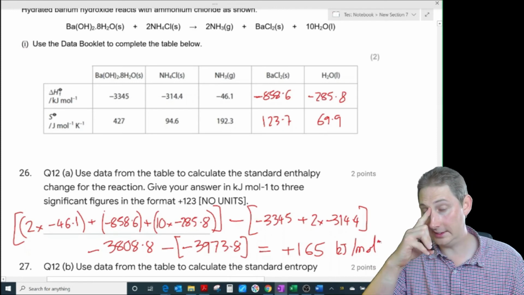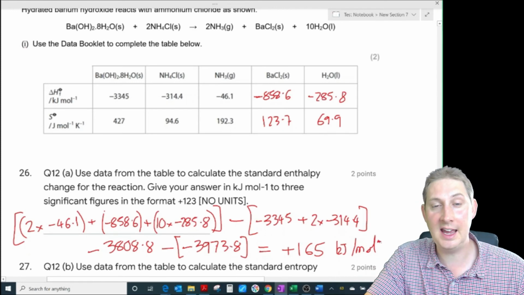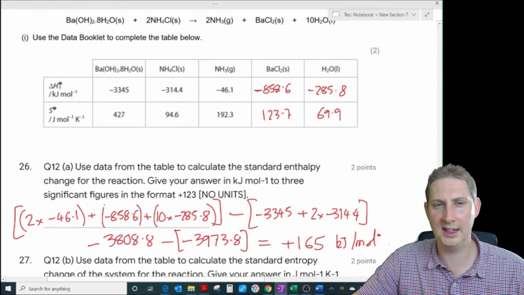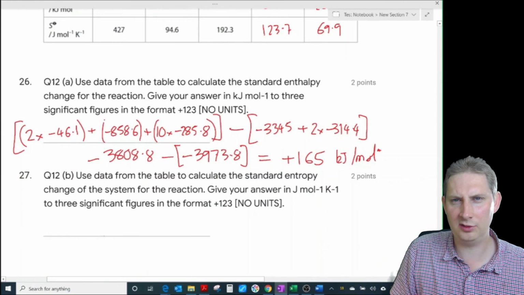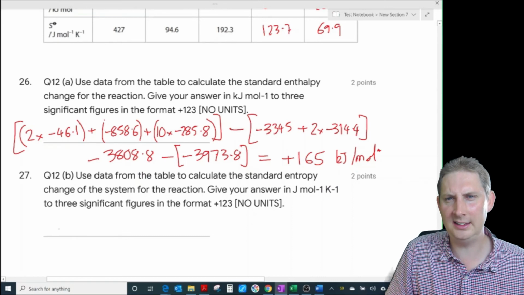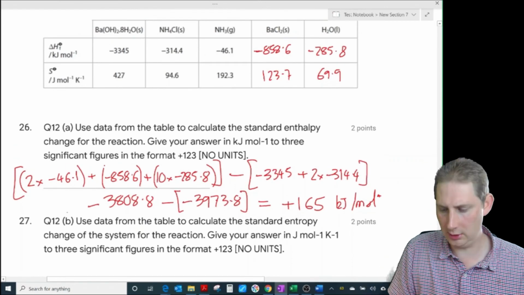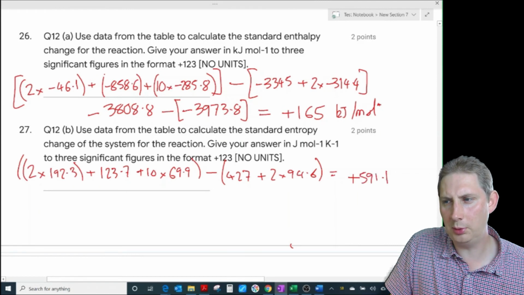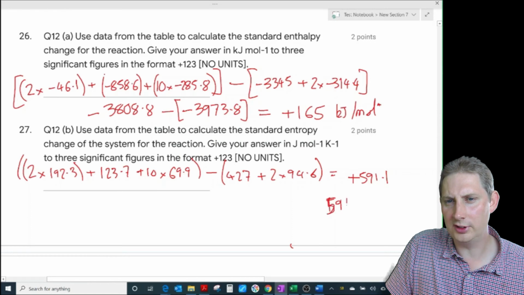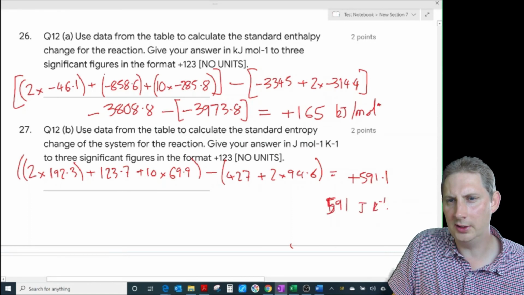Okay, such a standard question there, and if you're getting that wrong, I presume it's because you're not being careful with your units. We can do exactly the same thing for the entropy change. It's slightly easier here, so it is plus 591.1 or 591 joules per Kelvin per mole.